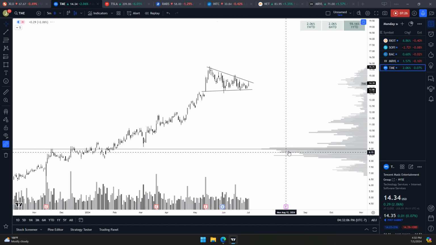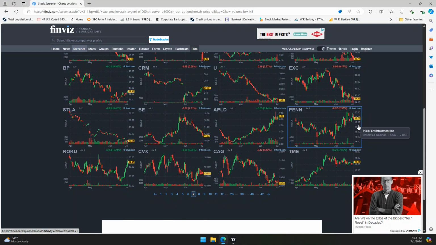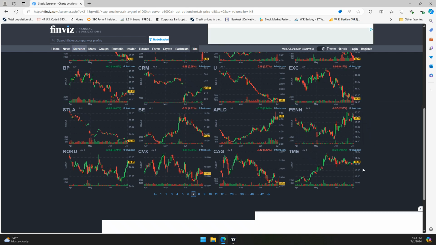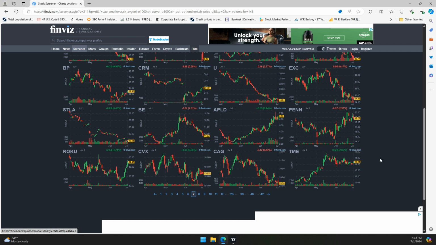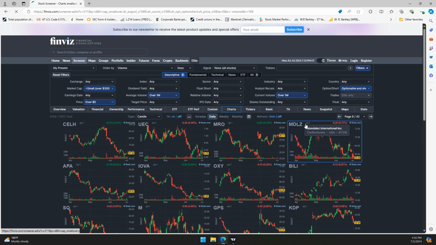I wouldn't just be looking up ticker symbol TME if I wasn't going through Finviz to see. And you can see Finviz does a pretty good job showing me that chart. That looks pretty bullish to me. We got lower highs there. I'm willing to take that risk versus reward.